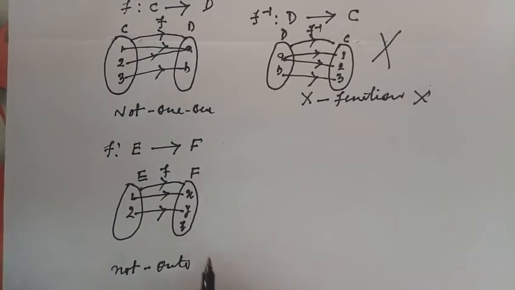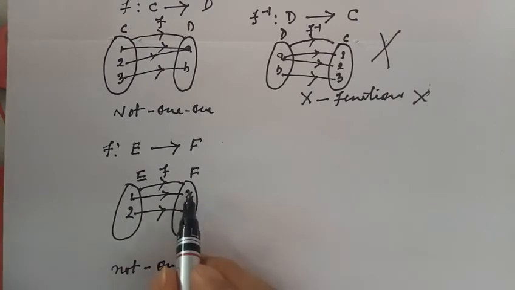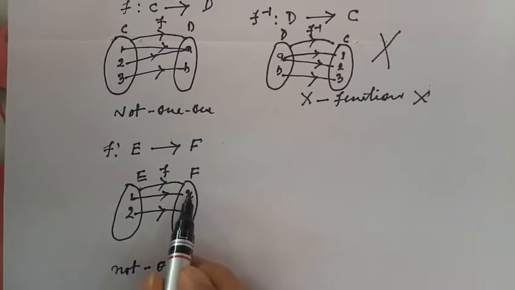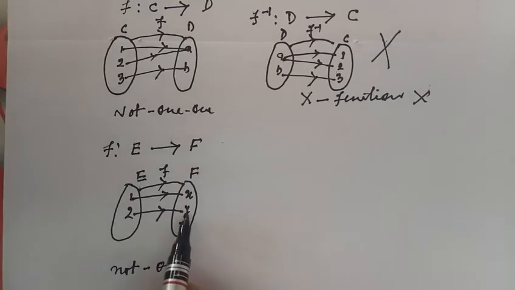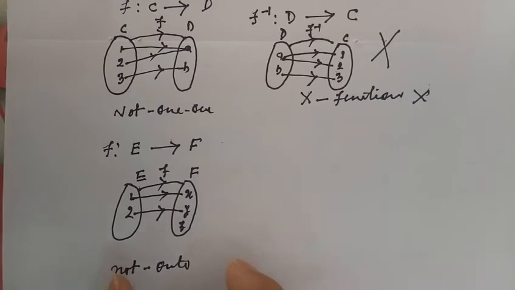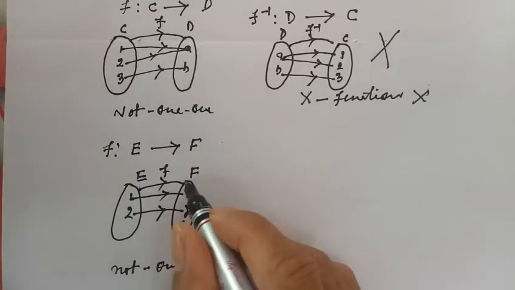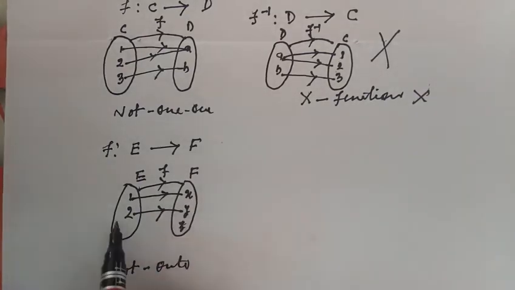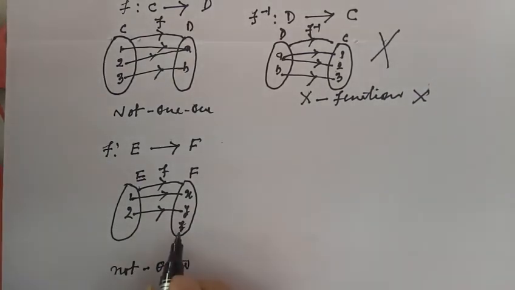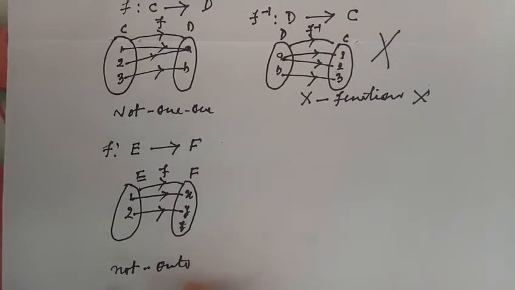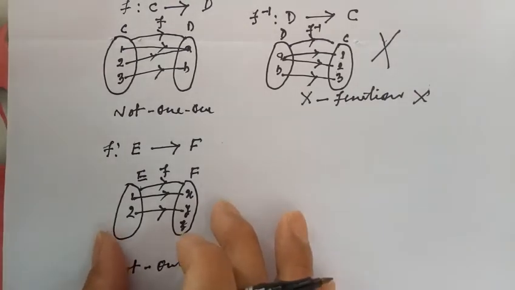because not every element of F has a pre-image here. We see z is left. x has a pre-image, that is 1, y has a pre-image, that is 2, but z is left. What about onto? Onto means every element of this set has a pre-image here. So here z is left, that's why we do not consider this an onto function. So this function is also not invertible.